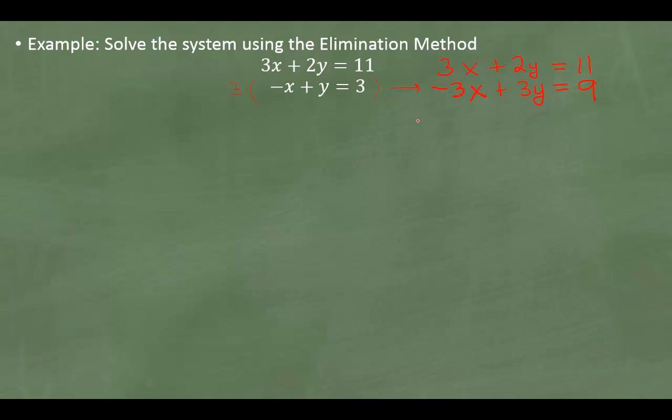Now if I add straight down, these cancel. I'm left with 0. That's 5y. 2y plus 3y is 5y. 11 plus 9 is 20. So I get that y is equal to 4 when I divide by 5.